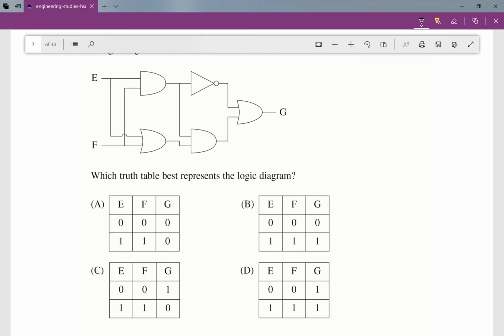Okay, quick logic gate question here. Which truth table best represents the logic diagram? So let's go through these and see how we go.